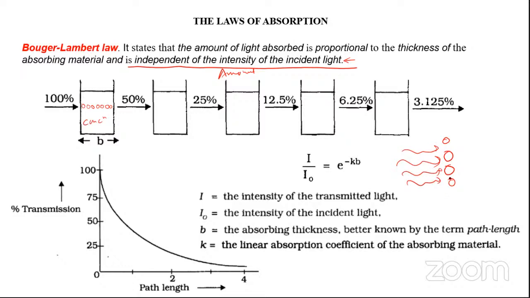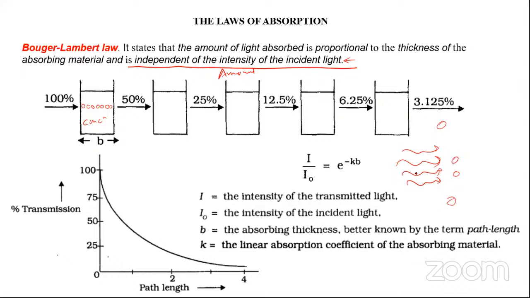But they have to be in the path, right? If they are not in the path, if there are 4 molecules, but one is here, one is here, one is here, and the other one is here, only 2 will get struck by light, and the rest of the 2 will pass, although there are 4 molecules. Are you getting my point? Yes, sir.